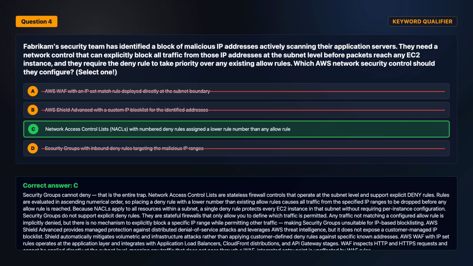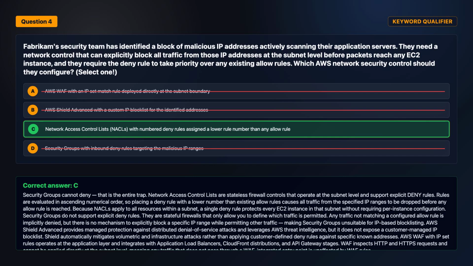Rules are evaluated in ascending numerical order, so placing a deny rule with a lower number than existing allow rules causes all traffic from the specified IP ranges to be dropped before any allow rule is reached. Because NACLs apply to all resources within a subnet, a single deny rule protects every EC2 instance in that subnet without requiring per-instance configuration.